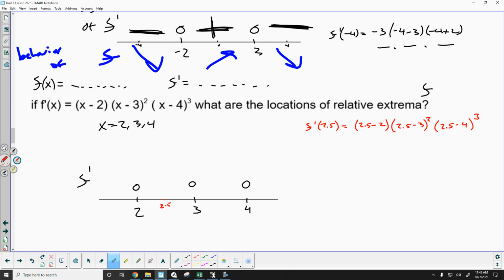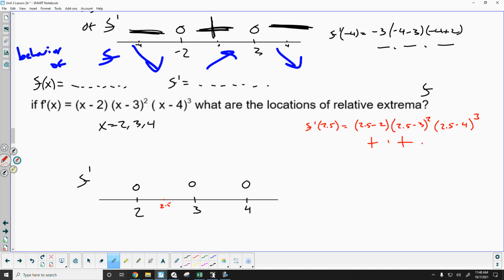Now, but be careful. Watch. Ready? We haven't seen any of these exponents before. Watch. 2.5 minus 2, that's a positive. Okay. 2.5 minus 3 is a negative. But square that negative, and you get a positive. 2.5 minus 4 is a negative. Cube the negative, it stays negative.